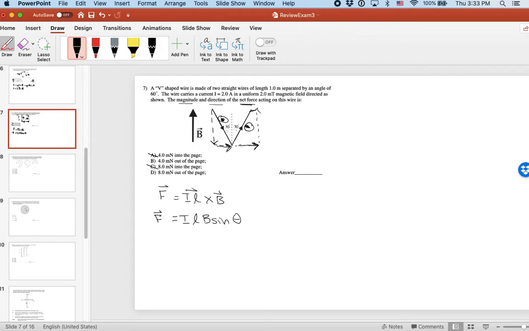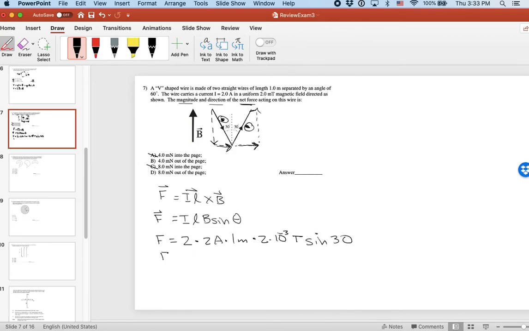And then how do I figure this out? Well, I can use the math now. I'm going to get a force from each of these wires out. So I know the force on both is going to be 2 times something. My I is going to be 2 amps. My L is going to be 1 meter. B is going to be 2 times 10 to the minus 3 Tesla. And then I have sine. In this case, I just have sine of 30. Sine of 30 and sine of 150 are going to be the same, so I'm just going to use the sine of 30.